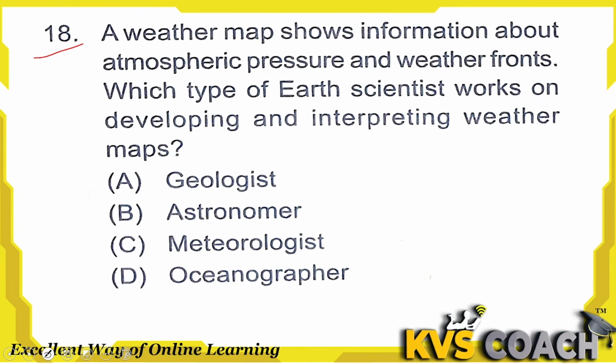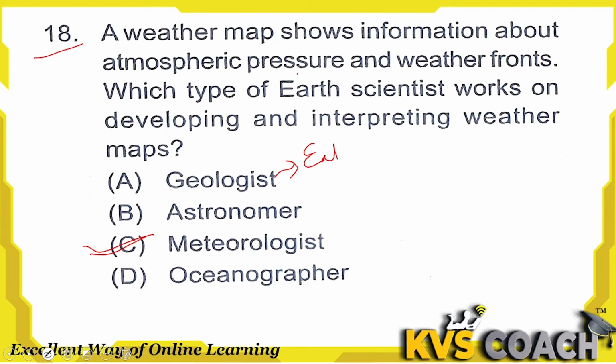Question 18 is, a weather map shows information about atmospheric pressure and weather fronts. Which type of earth scientist works on developing and interpreting weather maps? That is known as a meteorologist. Option C is the right answer here.